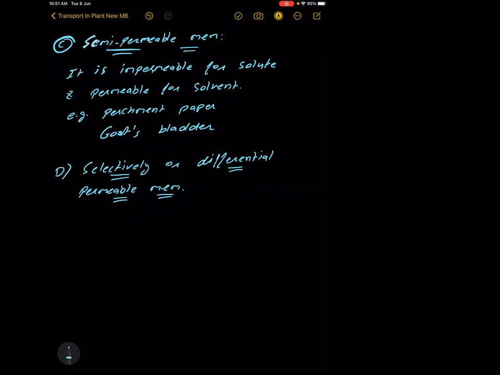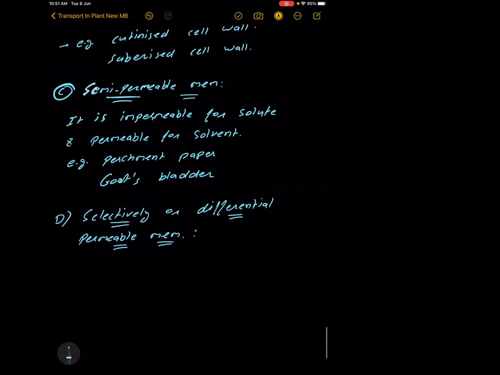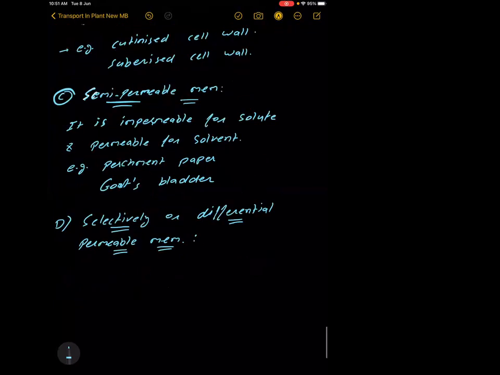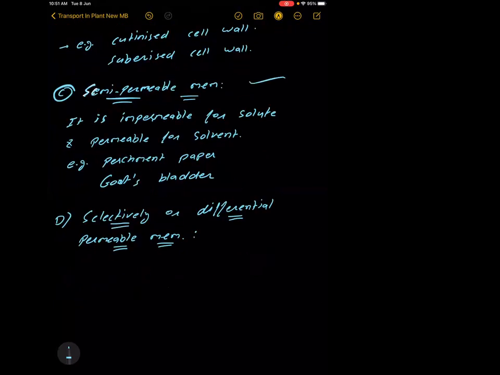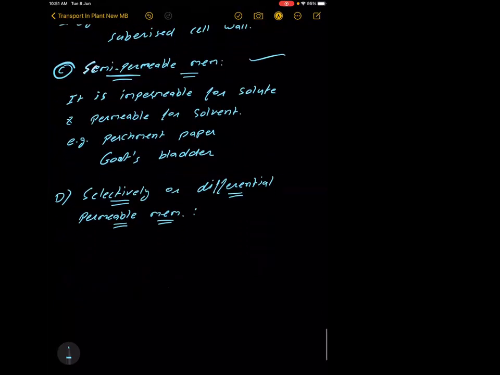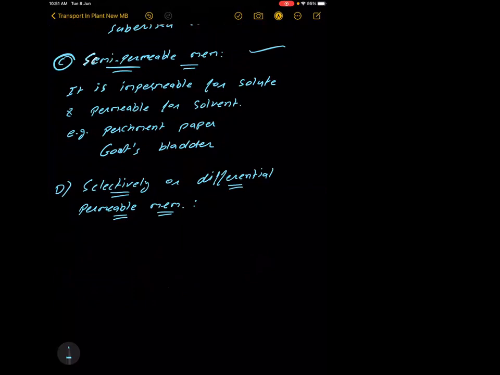Sir, can you scroll up, sir? This is the starting of the class, from semi-permeable membrane. Okay. Next, selective permeable.